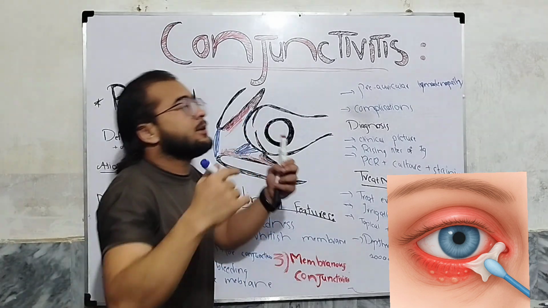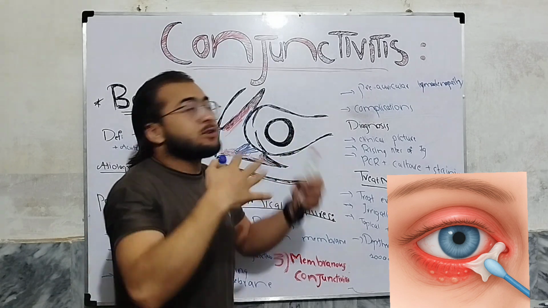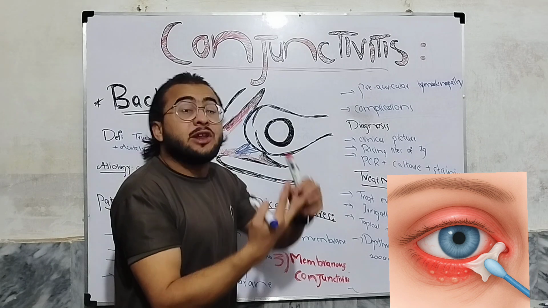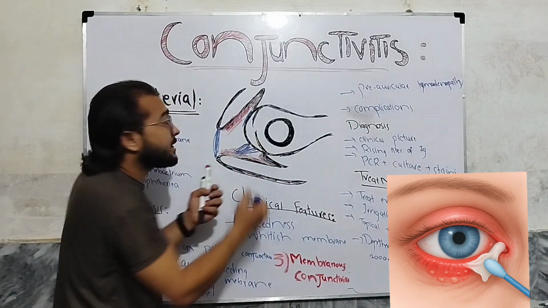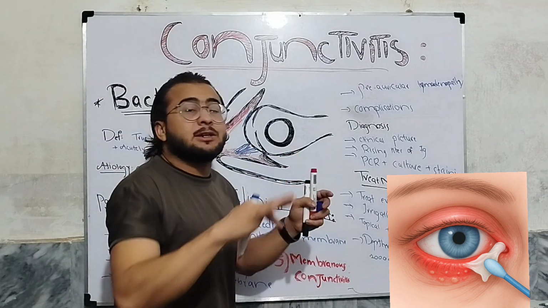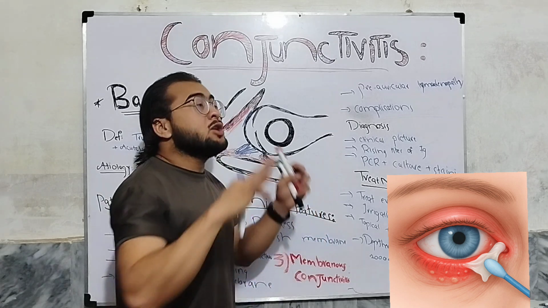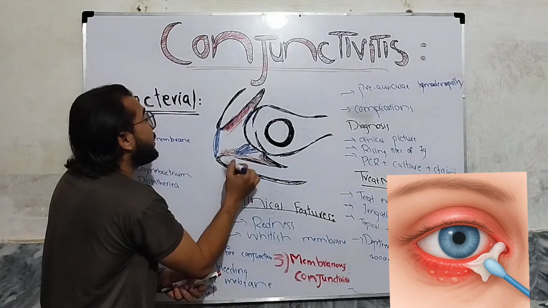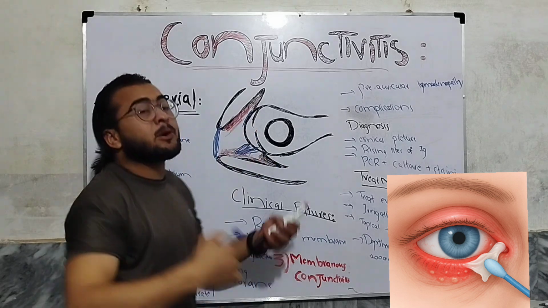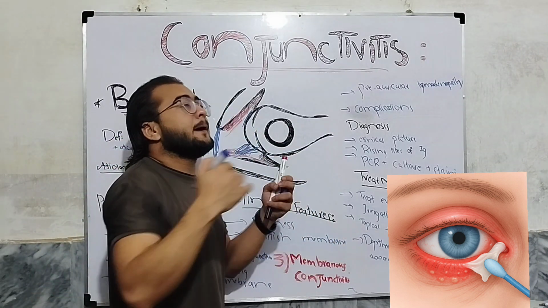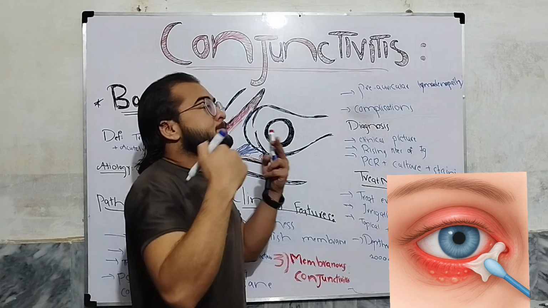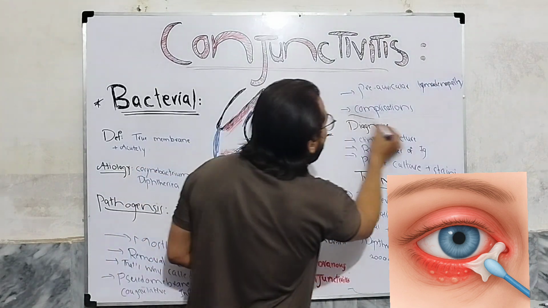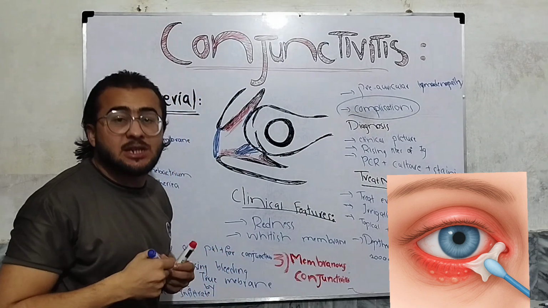Due to the true membrane and the inflammation, it can cause cicatrization. So it can cause entropion and trichiasis. Because of the cicatrization, it can also destroy the different glands in the conjunctiva, so it will cause dry eye syndrome. So symblepharon, ankyloblepharon, trichiasis, entropion and dry eye syndrome are all complications of membranous conjunctivitis.